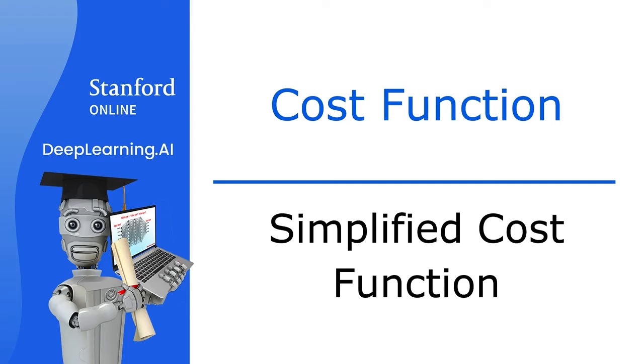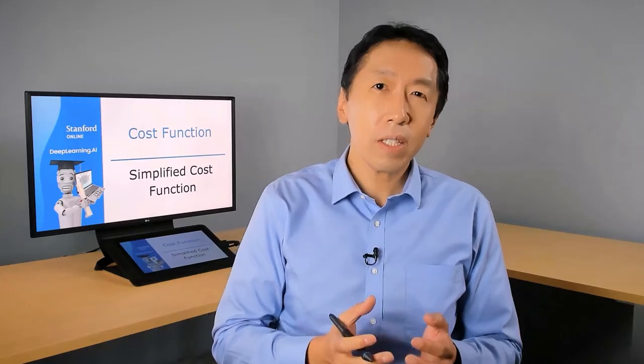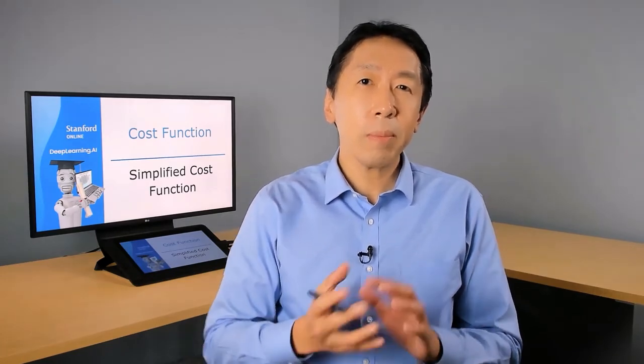In the last video, you saw the loss function and the cost function for logistic regression. In this video, you'll see a slightly simpler way to write out the loss and cost functions so that the implementation can be a bit simpler when we get to gradient descent for fitting the parameters of a logistic regression model. Let's take a look.